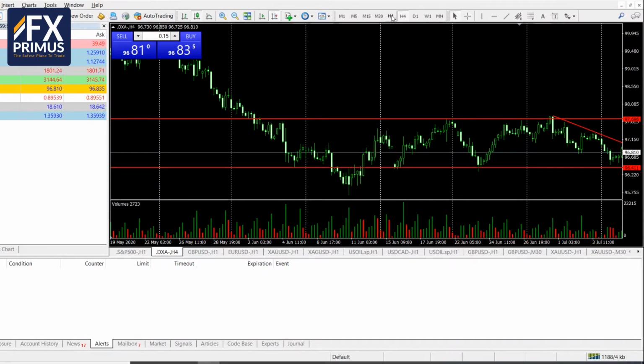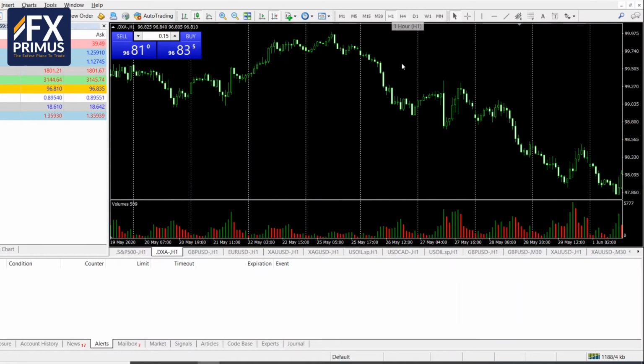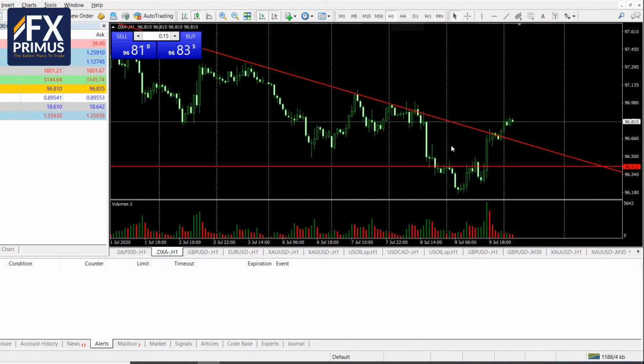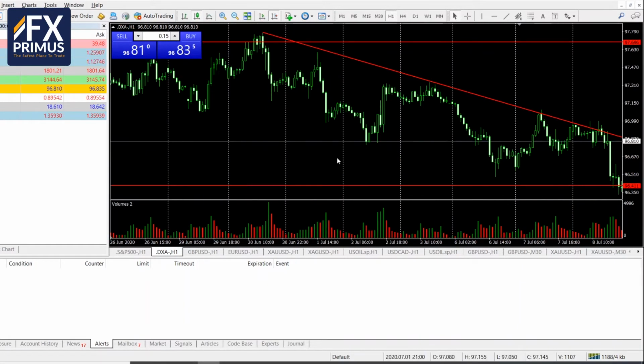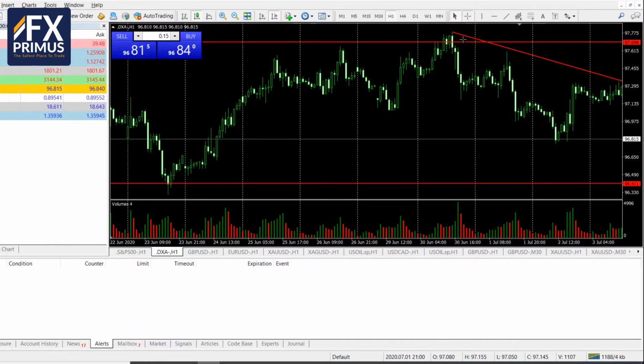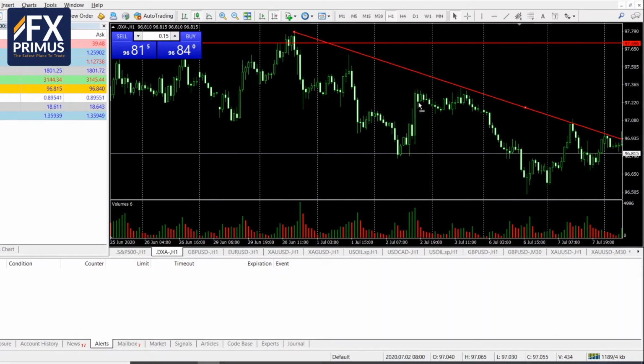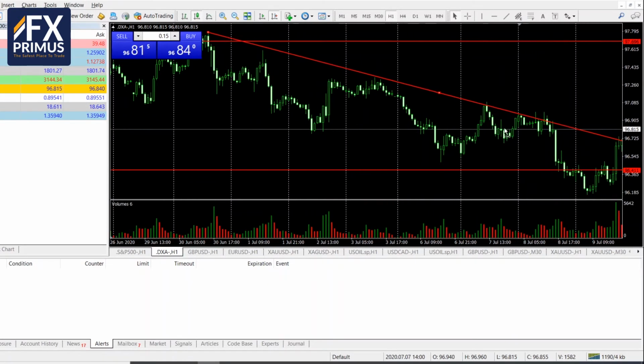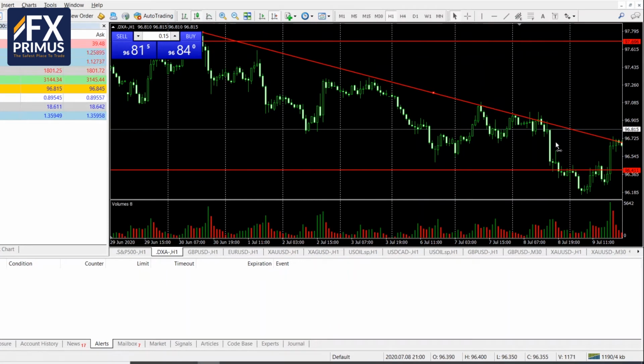On the 4-hour charts, it is in a consolidation phase, so we will move on to the 1-hour charts to analyze in more detail. True enough, after testing the resistance, the US dollar bounces down very nicely on this downtrend line. Every single time it comes up, it touches the line and it moves back down.